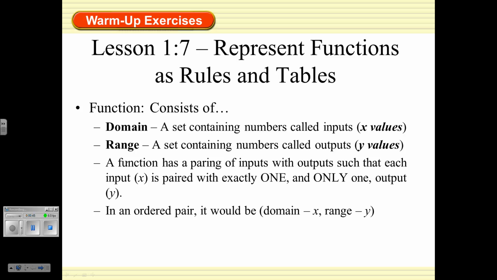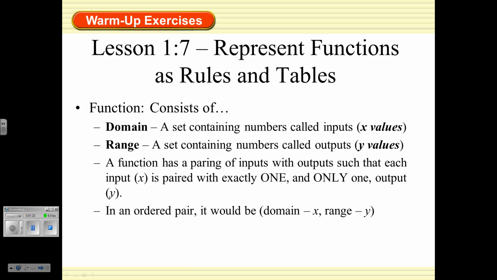Okay, your range is dependent upon your domain. In other words, your y values are dependent upon your x in a function. What number you put in for x determines the number that you get out, or an output, or your y. So you put a number into the function, and you solve the function, and then you get the y value. You get what it equals. A function has a pairing of inputs with outputs, such that each input, or x, is paired with exactly one and only one output y.